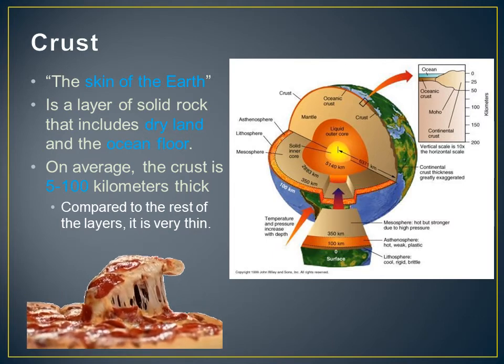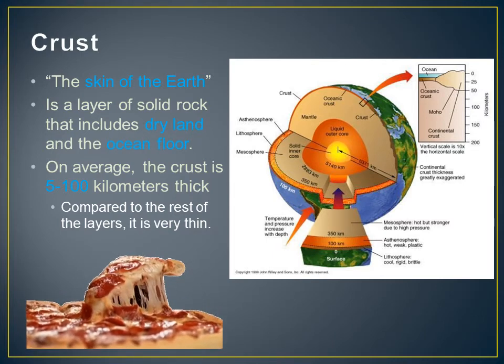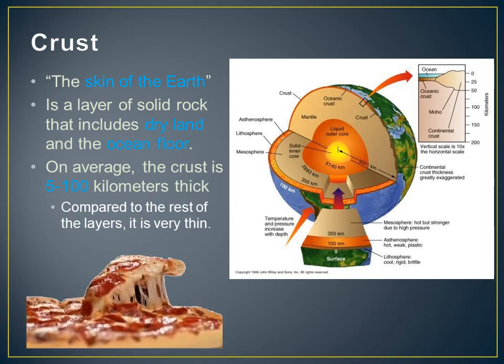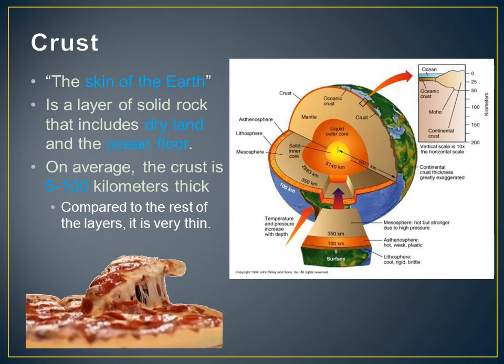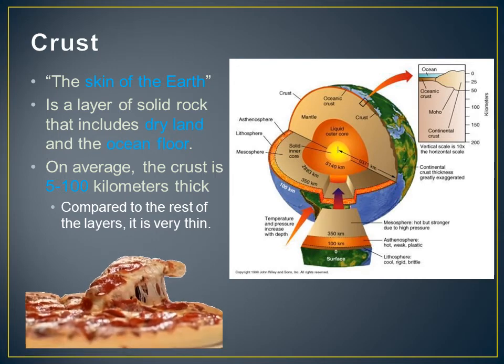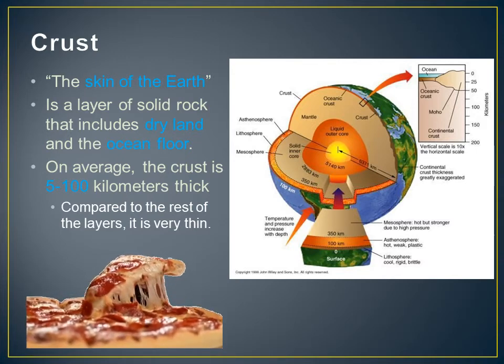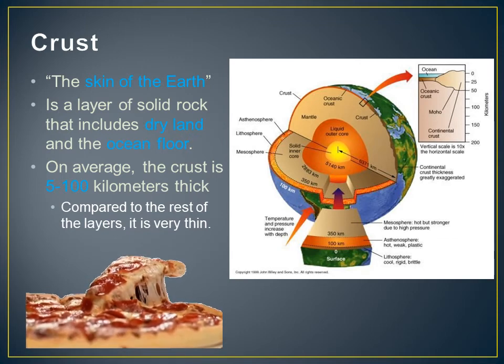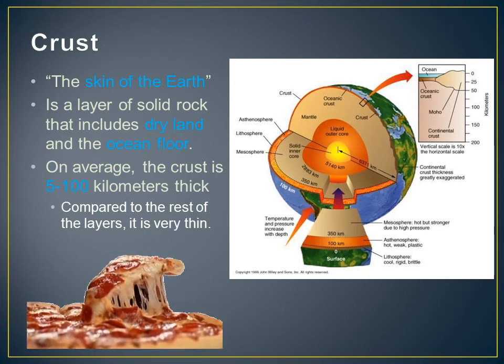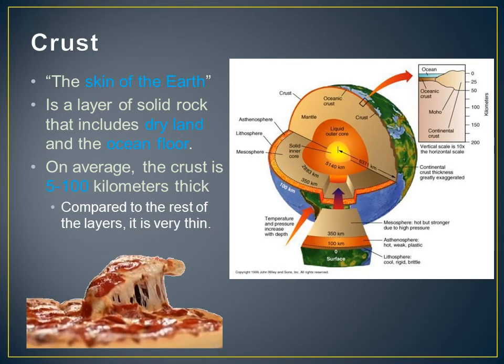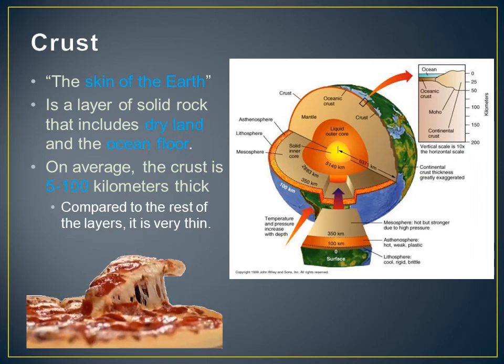Now, the outside of the Earth, the crust. We nickname it the skin of the Earth. Why do we call it the skin of the Earth? Because it's the outside, right? When we look at our friends and family, we don't see their bones or their muscles, we see their skin. Same here with the Earth. We don't see the rocky layers or the molten core. We just see the outside soil and rocks and water.